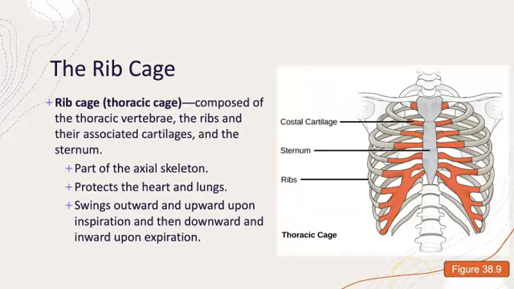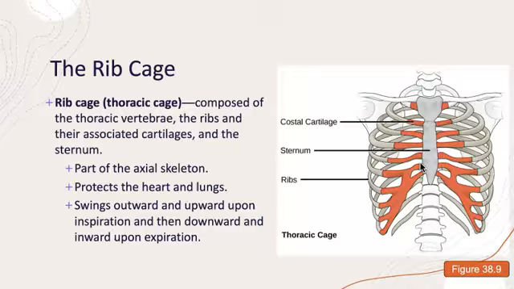Now let's move into the rib cage, also known as our thoracic cage. It's going to be composed of our thoracic vertebrae posteriorly, and then our ribs wrap around from the posterior side laterally, and then will in some form attach to the sternum. This is going to be a part of our axial skeleton.